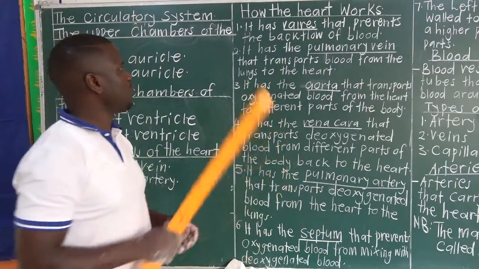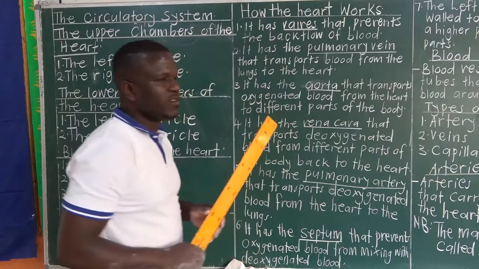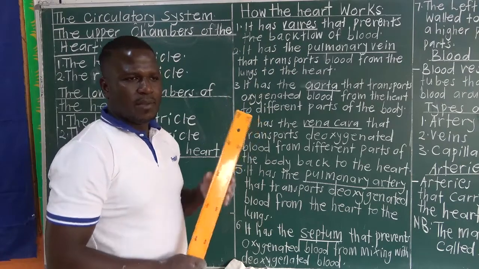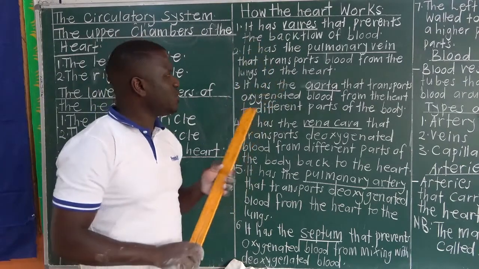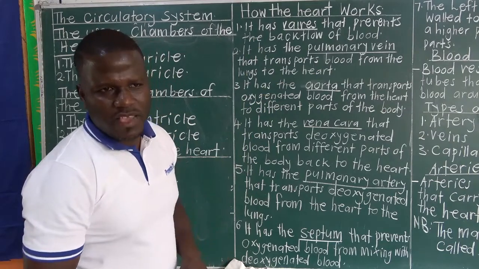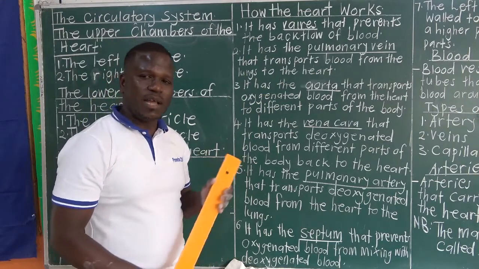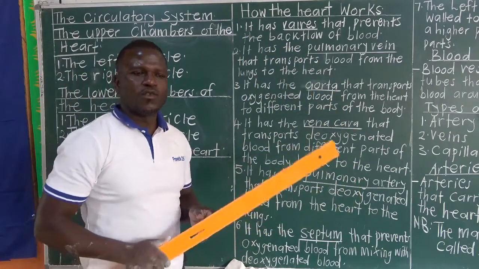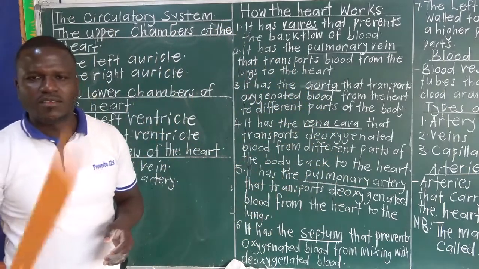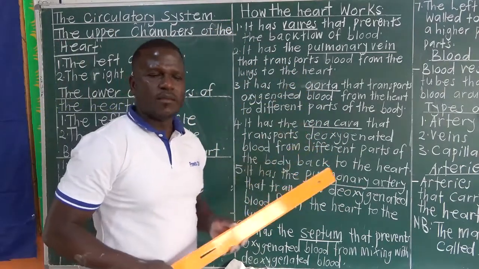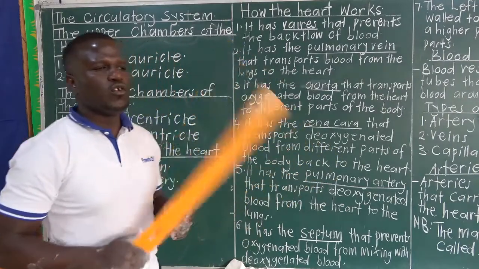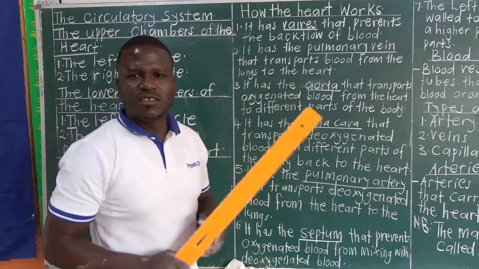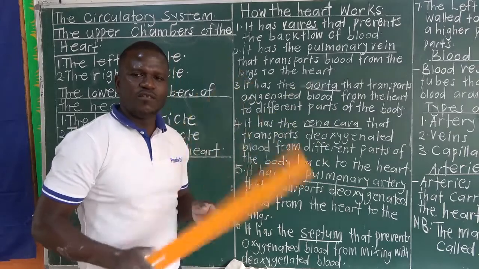I'm going to repeat my explanation. We say the heart has valves. These valves are structures that prevent the backflow of blood. Then number two, this heart has what we call the pulmonary vein. The pulmonary vein helps to transport oxygenated blood from the lungs to the heart. Oxygenated blood is blood with oxygen. So blood with oxygen comes from the lungs to the heart through the pulmonary vein. Then from the heart, this blood will go to different parts of the body through the aorta. So the aorta transports oxygenated blood, blood with oxygen, to different parts of the body.